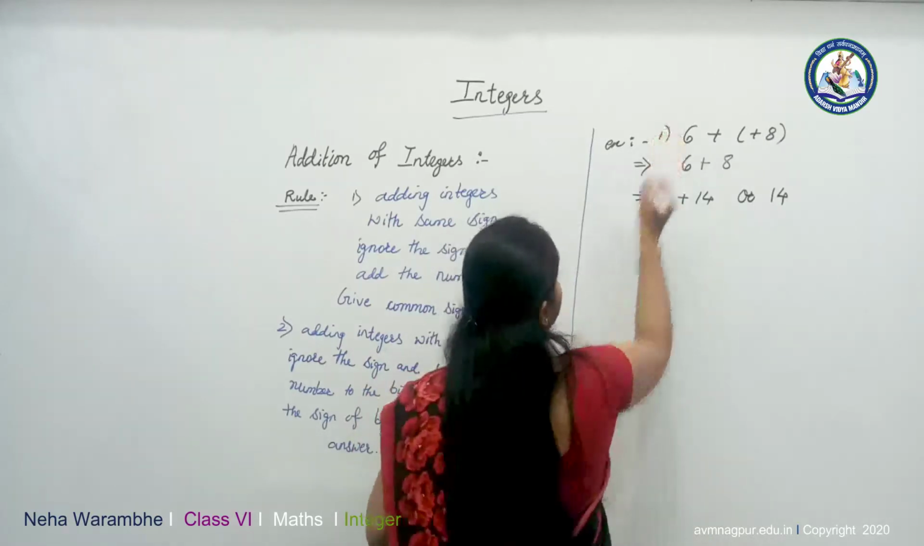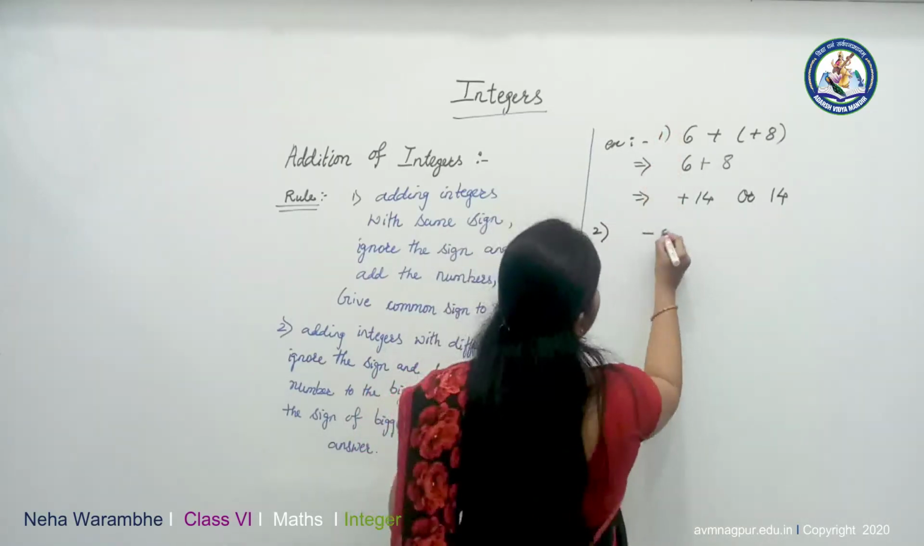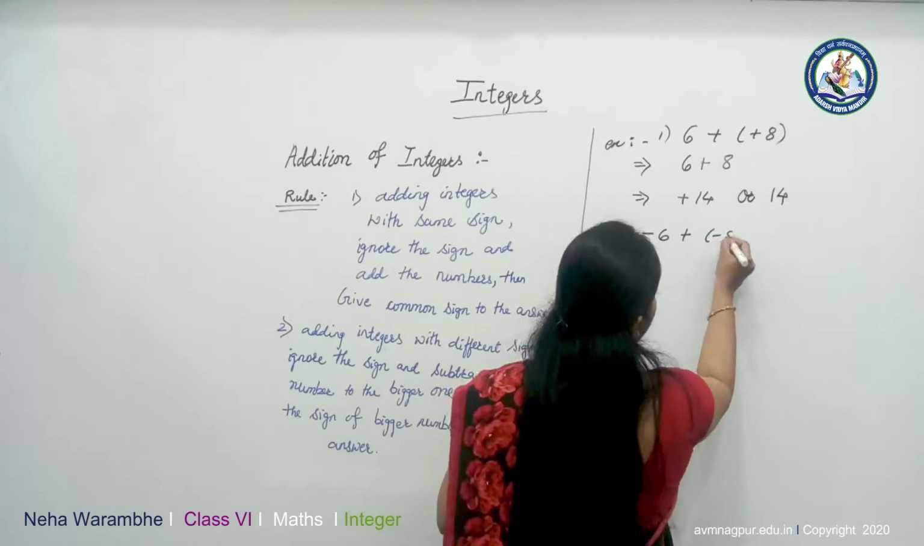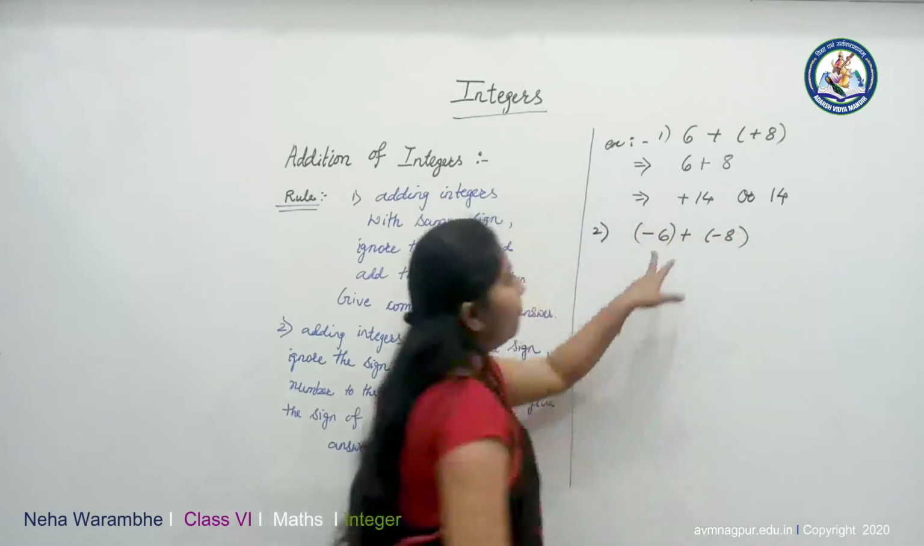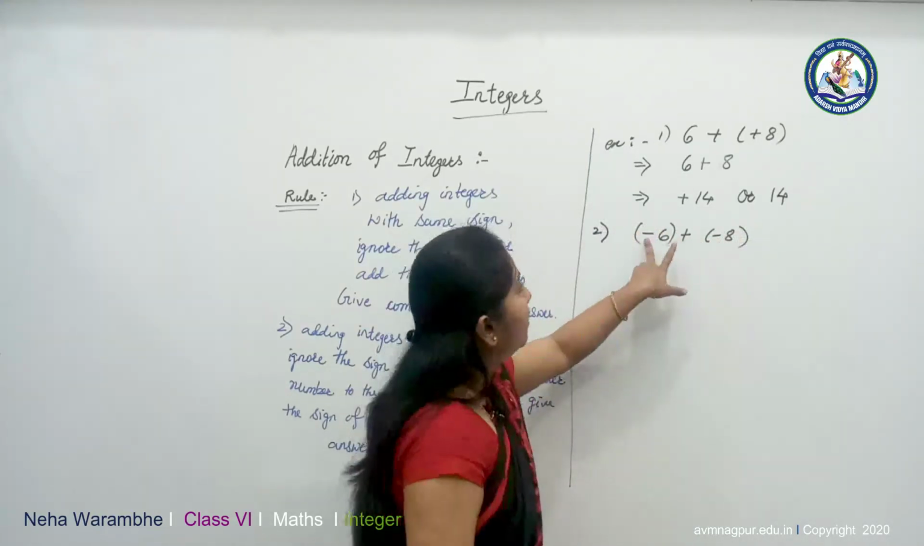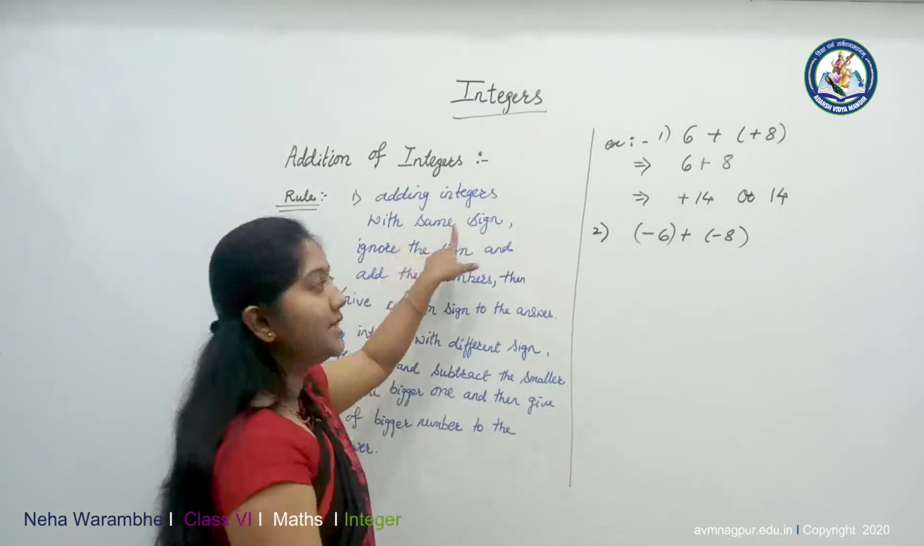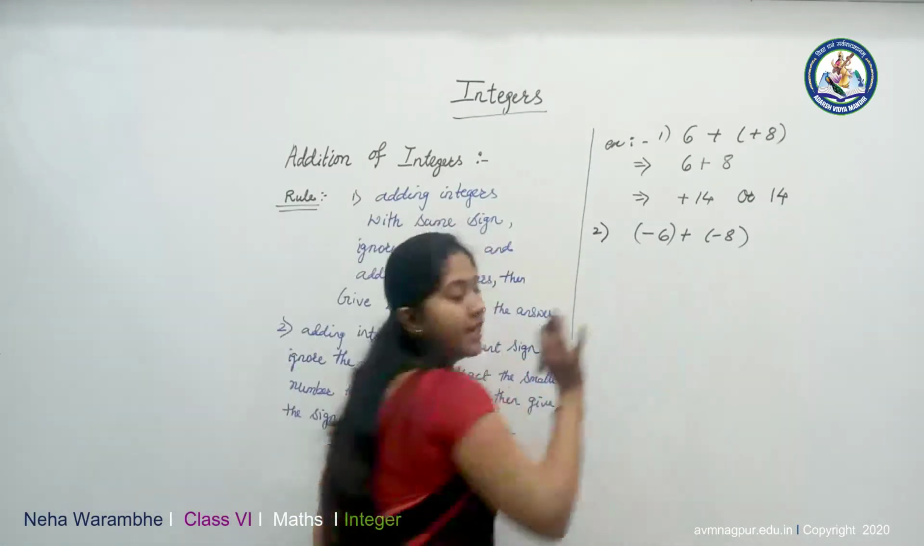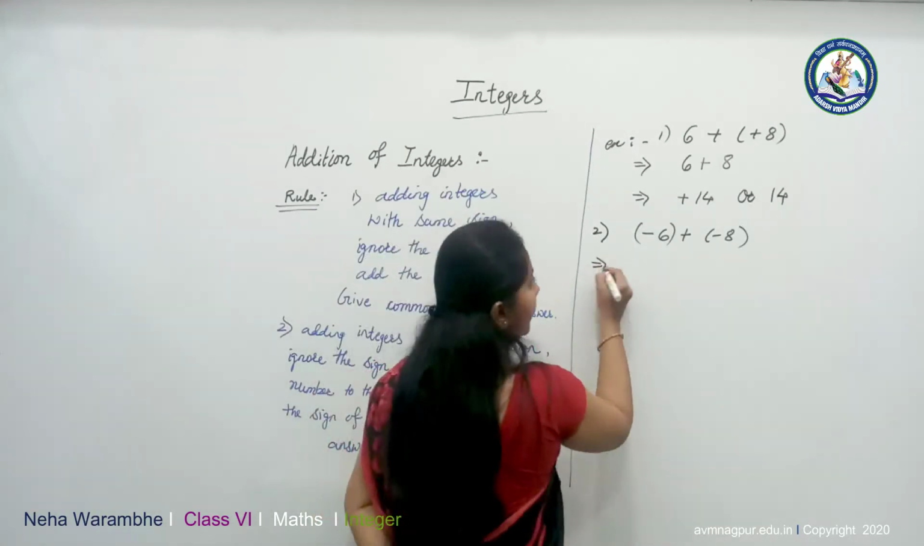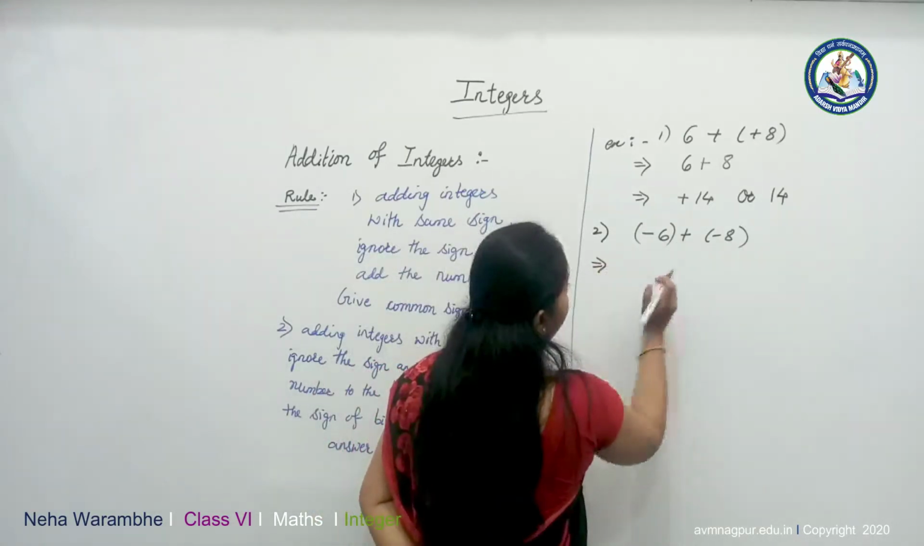Let's take one more example. Suppose minus 6 plus of minus 8. See, minus 6, minus 8. Both the integers have a similar sign. When we add integers with the same sign, just ignore the sign and add the integers. 6 plus 8.